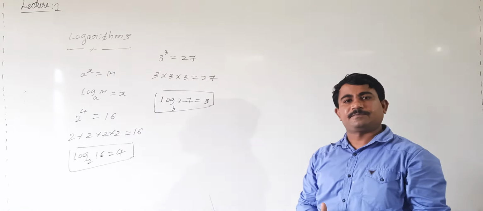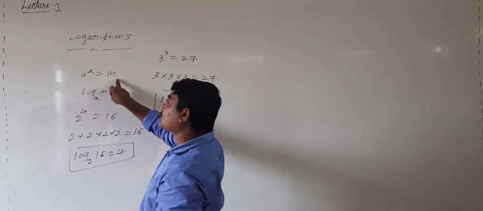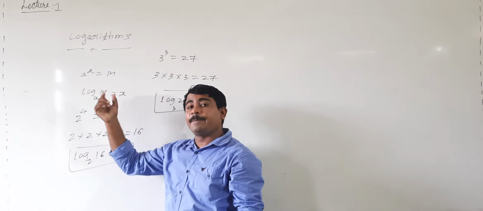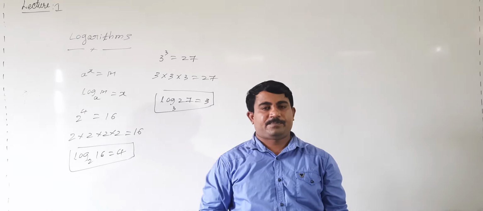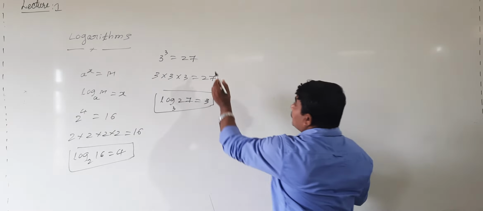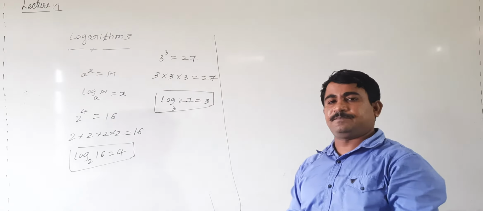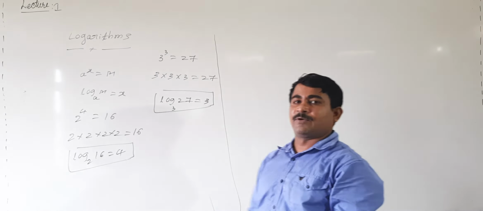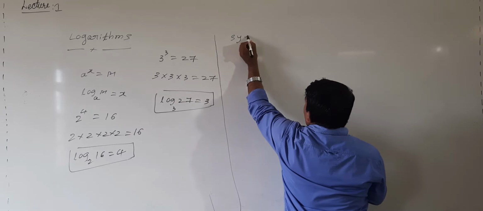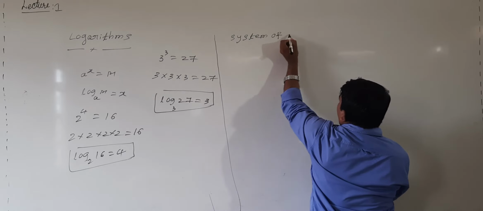Right? What is it? The equation of form a raised to x equal to m, then x is called a logarithm of m to the base a. Right, students? But here, for this logarithm, there are 2 types of system of logarithms. System of logarithm we will see. See here. System of logarithm.